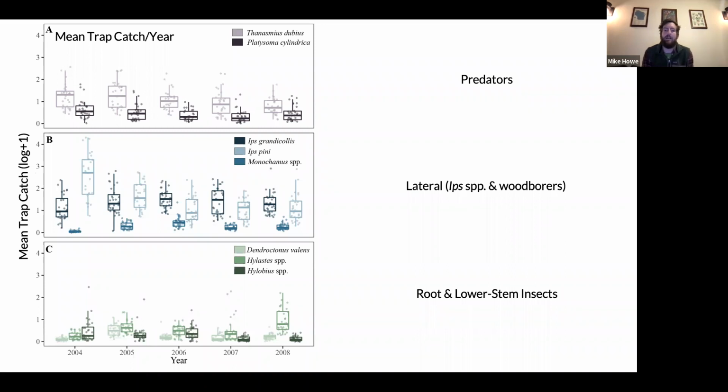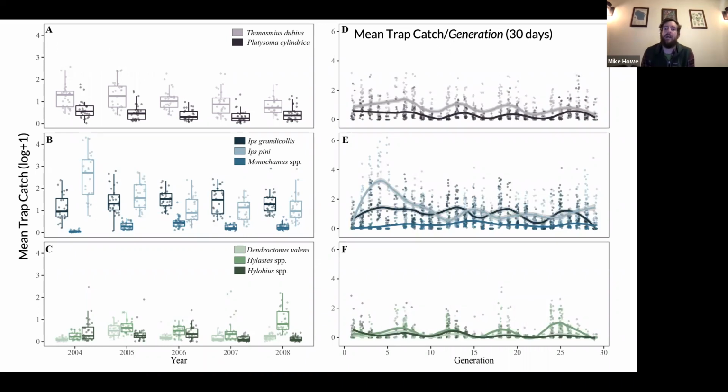And really the big takeaway here is that populations were fairly variable across the years of this study. For example, Ips pini were really high in 2004 and decreased over the time series of the study until 2008. We can also take that same data and look at it on a per generation basis. And I have this italicized because it's from an Ips perspective. Ips are multivoltine and will go through several generations per year. And we chose to pick 30 days to try and break our sampling periods roughly into months.